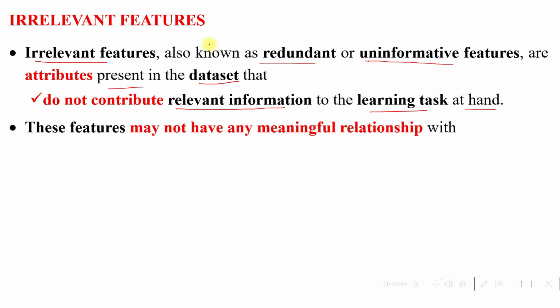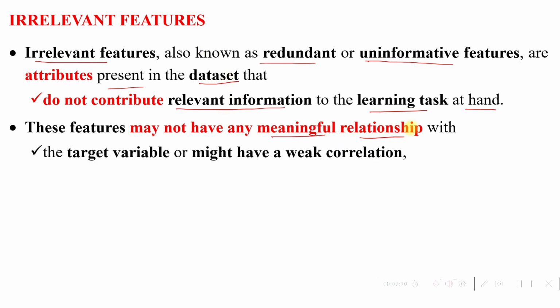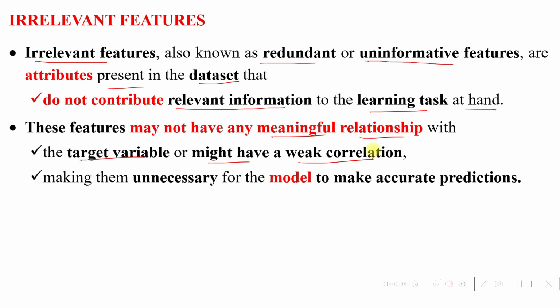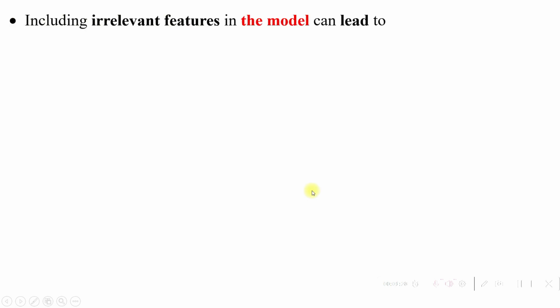These features may not have a meaningful relationship with the target variable or might have a weak correlation between the different attributes, making them unnecessary for the model to make accurate predictions. So you have to overcome the irrelevant features.